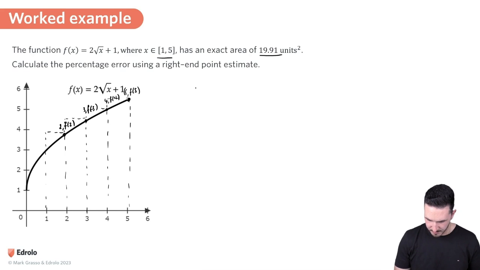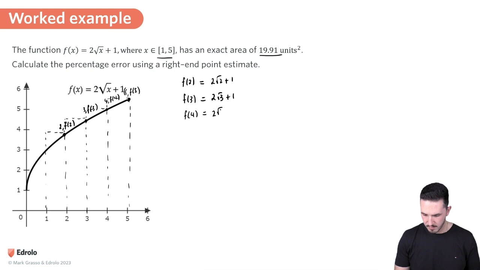Let's say we're going to have a width of 1 and a height of f of 2. So I'm just going to write f of 2 is equal to 2 root 2 plus 1. F of 3 is equal to 2 root 3 plus 1. F of 4 is equal to 2 root 4 plus 1, and the square root of 4 is 2, so 2 times 2 is 4, plus 1 is 5. And finally, f of 5 is equal to 2 root 5 plus 1.